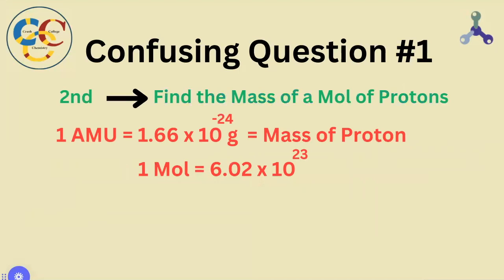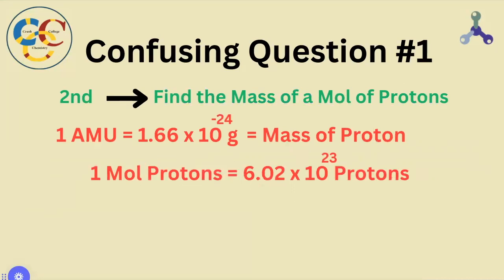Likewise, we know that a mole is 6.02 times 10 to the 23. It's just a number, and we have a mole of something, a mole of particles. In this case, a mole of protons. So 1 mole of protons is equal to 6.02 times 10 to the 23 protons.